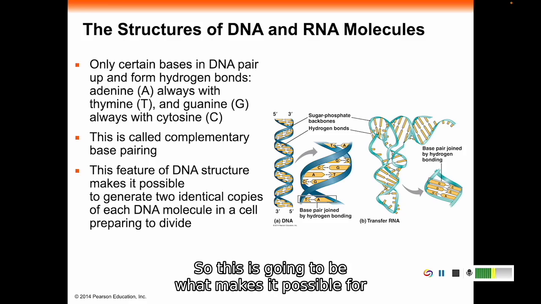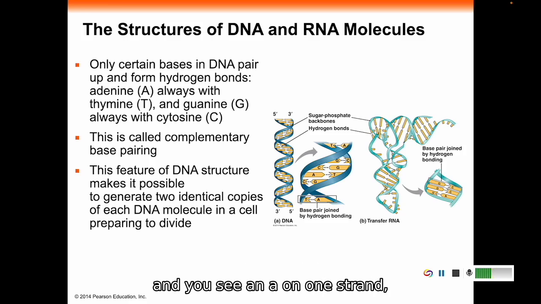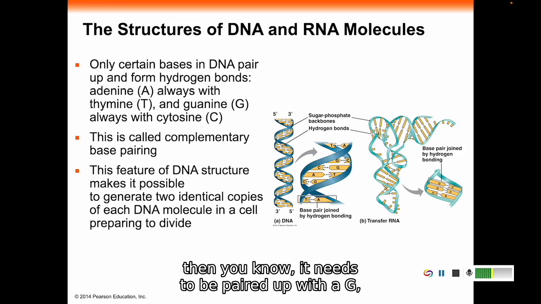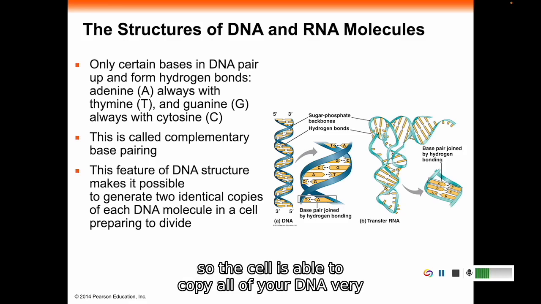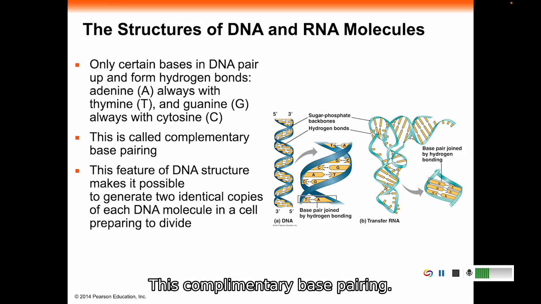This is what makes it possible for DNA to be split apart and copy itself, because if you split apart the strand and you see an A on one strand, then you know when you're building the next strand it needs to have a T there. And if you see a C on one strand, then you know it needs to be paired up with a G. So the cell is able to copy all of your DNA very accurately based on this consistency in base pairing, this complementary base pairing.